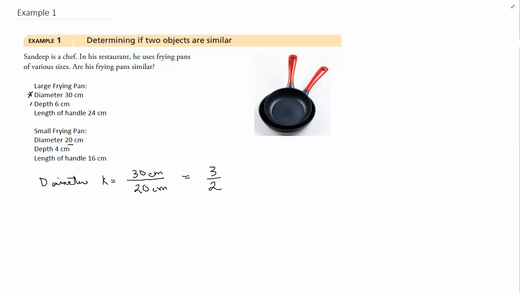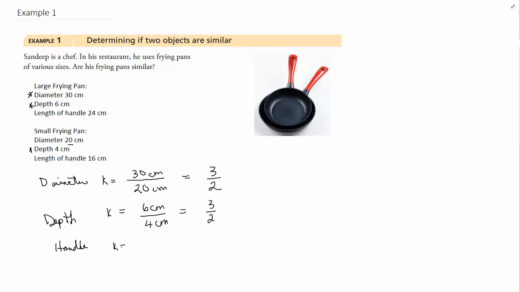Now we compare our depth, because remember that all of our dimensions have to have the same scale factor attached to them. So for the scale factor between the depth of the large over the depth of the small, we have 6/4, and that reduces down to 3/2. So we're not quite finished. We have to make sure it's the same for the length of the handle.